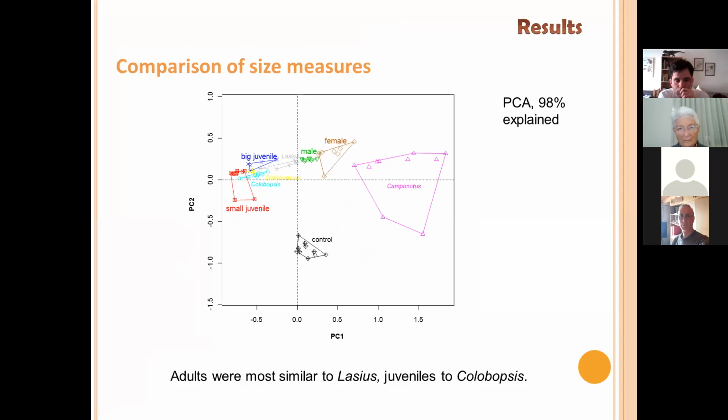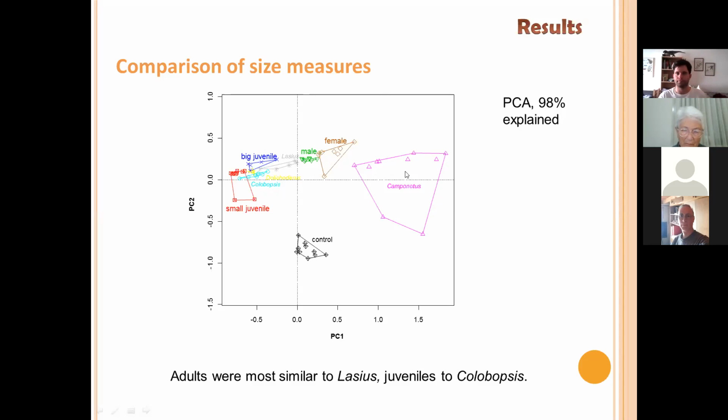Then we look at the size measures. And what you see is that the small juveniles have much smaller body size than the adults, of course, and therefore their polygons overlap with the small ants, while the males, which are of medium size compared to females and juveniles, overlap mainly with Lasius ants, which are the medium-sized ants, and females are closer to the largest group of ants, of the genus Camponotus.